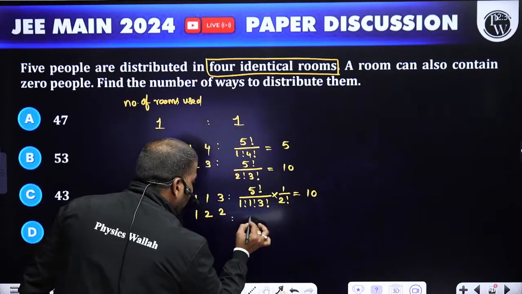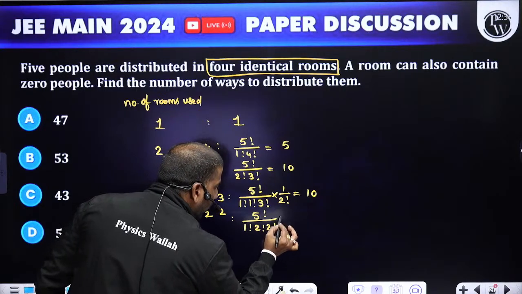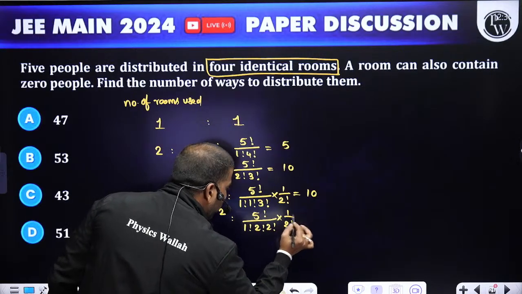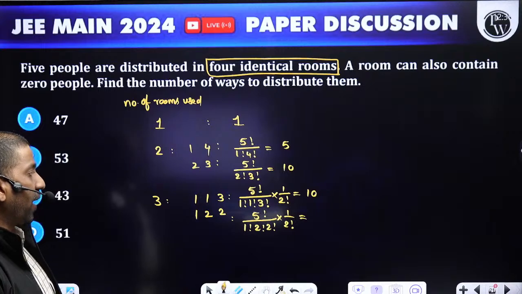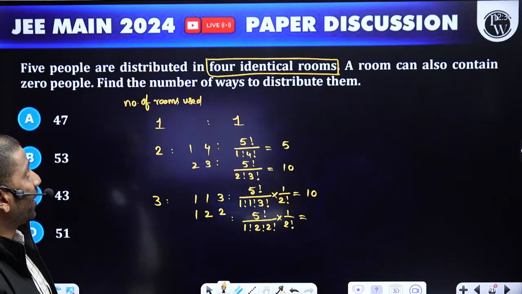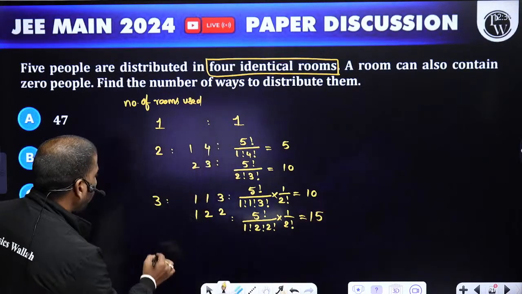Now coming to the second case, 5 factorial by 1 factorial, 2 factorial, 2 factorial. Again 2 groups are same here, 2 factorial. So that is 4 got cancelled. 4 means 30 by 2, 15. 15. Next, all 4 rooms.